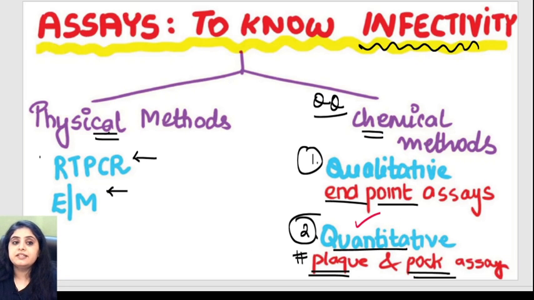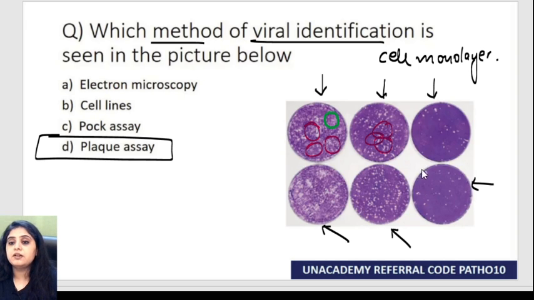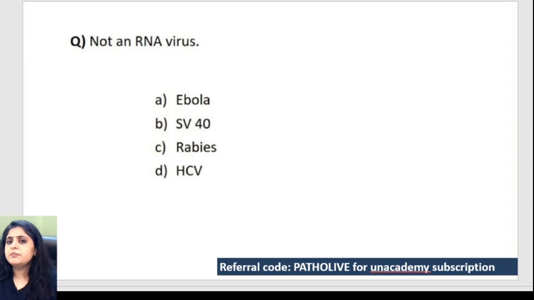Having said that, a repeat of the questions. The cell monolayer is used in plaque assay. Question number 2, if they show you this kind of plaque formation with the background stained with crystal violet, this is plaque assay. Or if they directly ask you which stain is used in plaque assay, it is crystal violet.